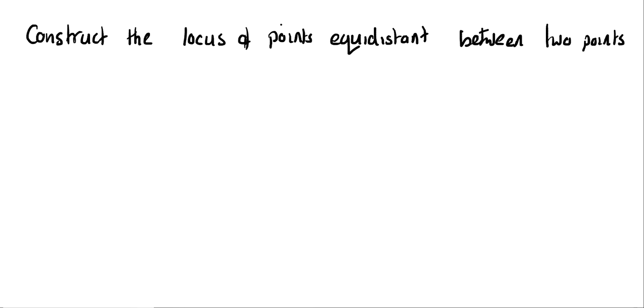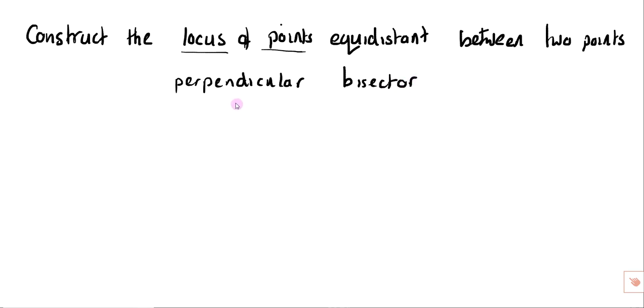So I've asked you to construct the locus of points equidistant between 2 points. We talked about it last time. What do I mean by the locus of points? I think you mean when 2 points cross. Yesterday I asked you to do the perpendicular bisector. Perpendicular means at 90 degrees. Bisector means through the middle.